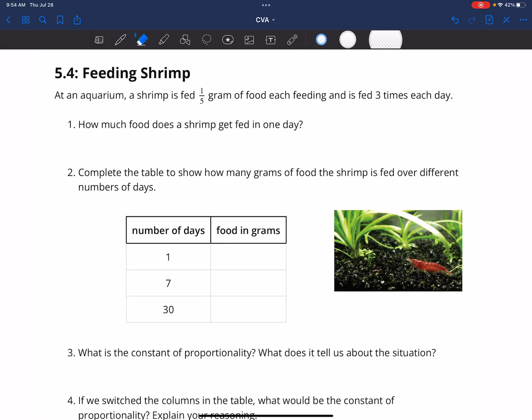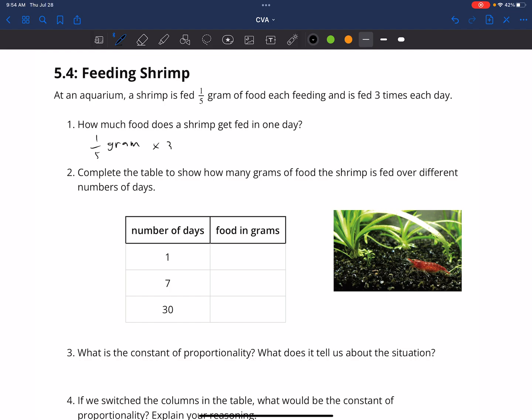All right, so let's take a look at this problem here. At an aquarium, a shrimp is fed 1/5 gram of food each feeding and is fed 3 times a day. How much food does a shrimp get fed in one day? So we've got 1/5 of a gram, times 3 times a day, right?